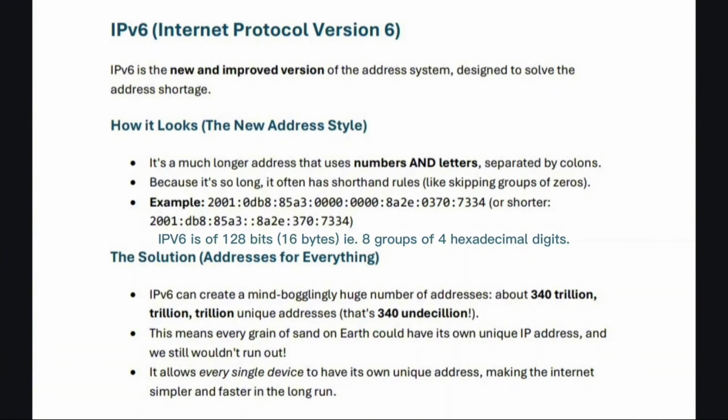IPv6 can create a huge number of addresses, about 340 trillion trillion trillion, that is 340 undecillion. That is a lot. That means every grain of sand on earth could have its own unique IP address, and we still wouldn't run out. So to fix the limited IPv4 4.3 billion issue, we created the IPv6 protocol that has enough IP addresses to fill the sand on the earth, and we would still have a lot left to use.